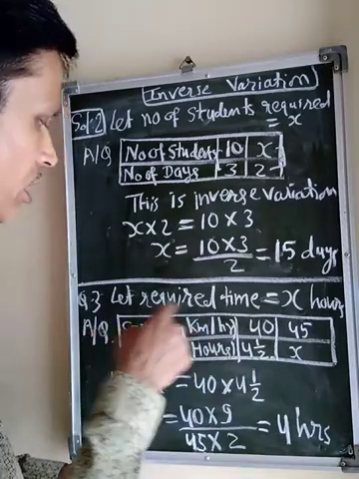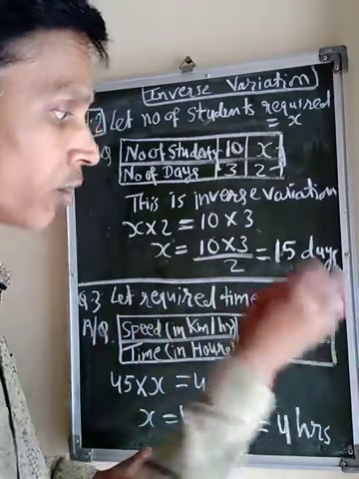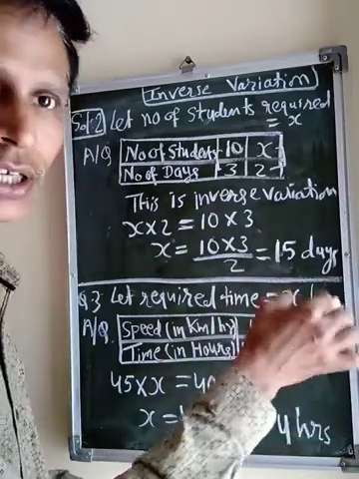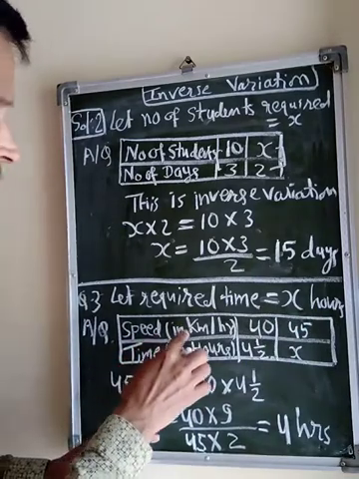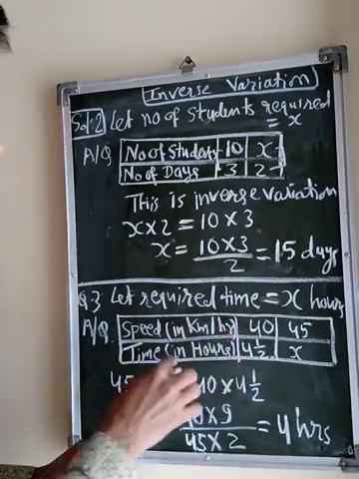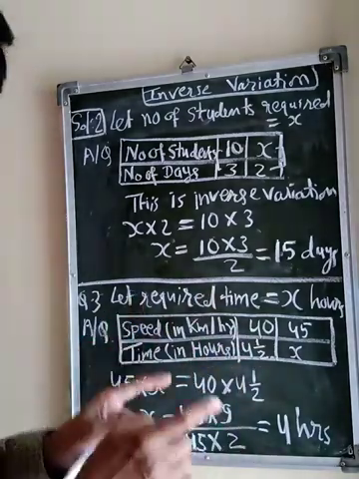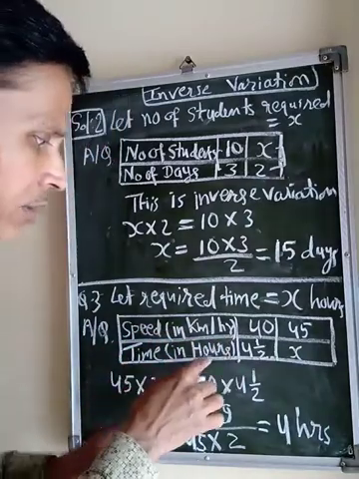Same thing here, we will write: let the required time be x. What is the unit? Hours. So the unit is also important. In whichever unit you are getting the answer, we will write that. We are comparing two things, speed and time, with their units. So speed in kilometers per hour and time in hours.